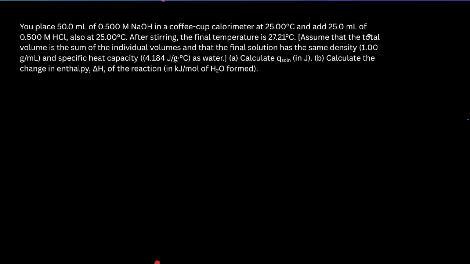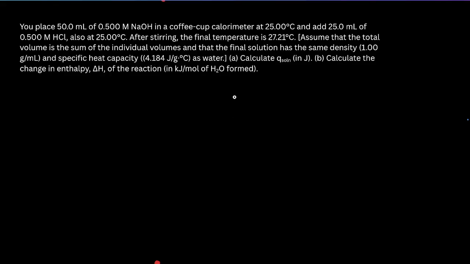And we're told to assume that the total volume is going to be the sum of the individual volumes, right? That's 50 milliliters and 25 milliliters. And that the final solution has the same density and the same specific heat as water. And so we're provided with those values, the specific heat of water and the density of water.